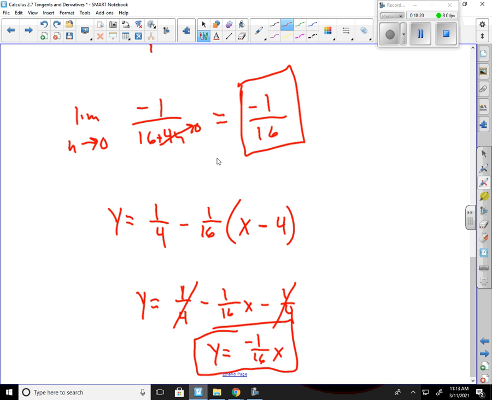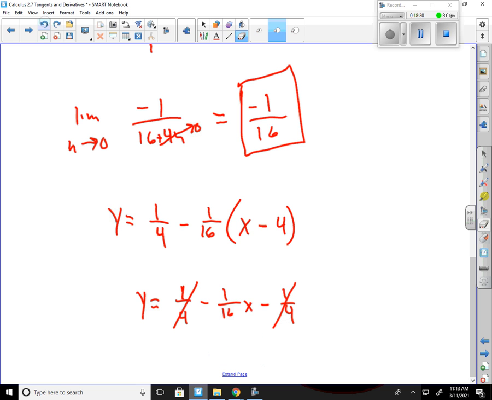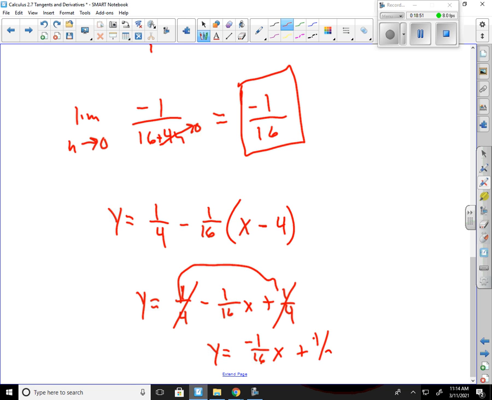Oh, rookie mistake. That's a real rookie move. I'm embarrassed right now. I'm embarrassed that I just erased all that too. Negative 1/16 has to distribute to both of those. So it wouldn't have been 1/4 minus 1/4. It would be a plus 1/4. So 1/4 plus 1/4 is 1/2. Our actual equation is negative 1/16 x plus 1/2.